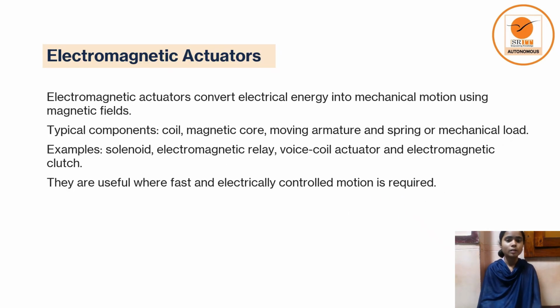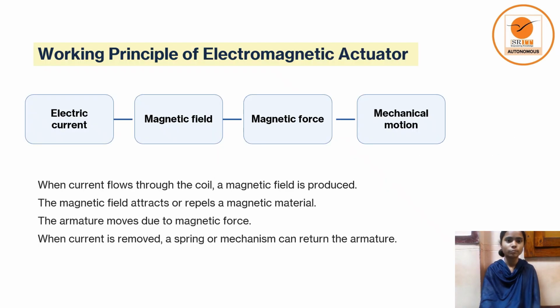Electromagnetic actuators convert electrical energy into mechanical motion using magnetic fields. The main components are the coil, magnetic core, moving armature, and the spring or mechanical load. Examples are solenoid, electromagnetic relay, voice coil actuator, and electromagnetic clutch. These are useful where fast and electrically controlled motion is required.